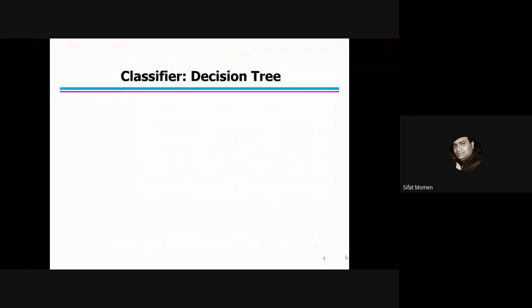Now, today what we're going to start with is another very interesting classifier. It's a very powerful classifier called decision tree. And we will spend the next couple of lectures on decision tree. We are going to look into this classifier very carefully, but mind that it is a very powerful and very useful classifier. It's called decision tree.